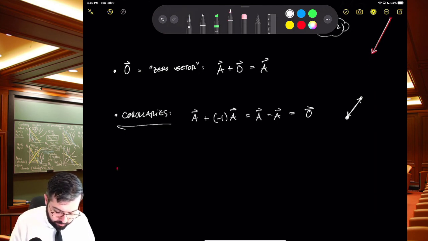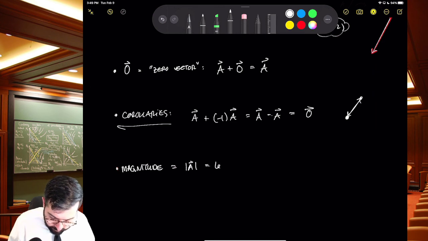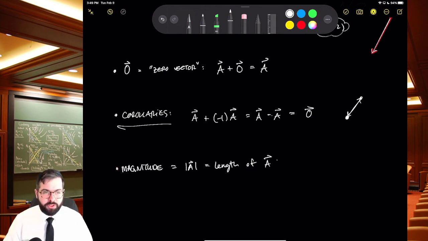We need to remember that the magnitude is the length of A, which now we're going to need a little bit more than just an arrow, right? Because we're not going to carry our ruler with us, so we're going to need to venture into the algebraic realm.